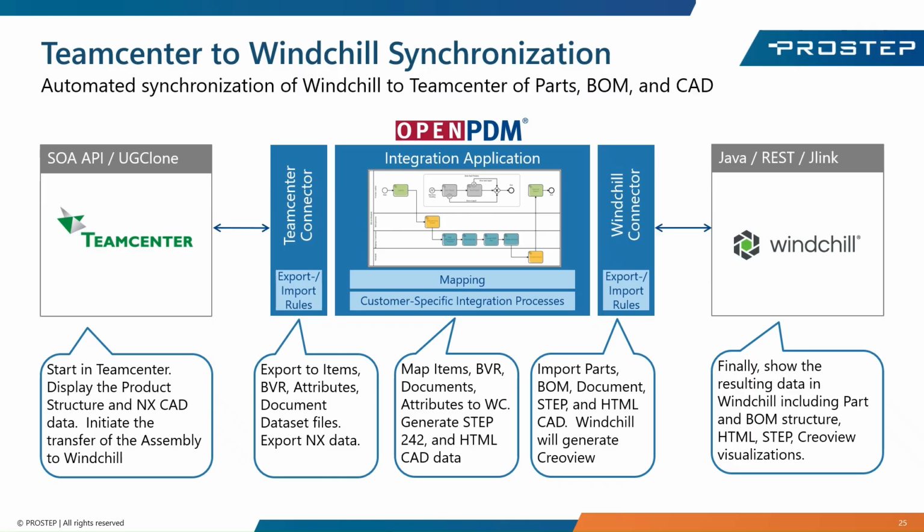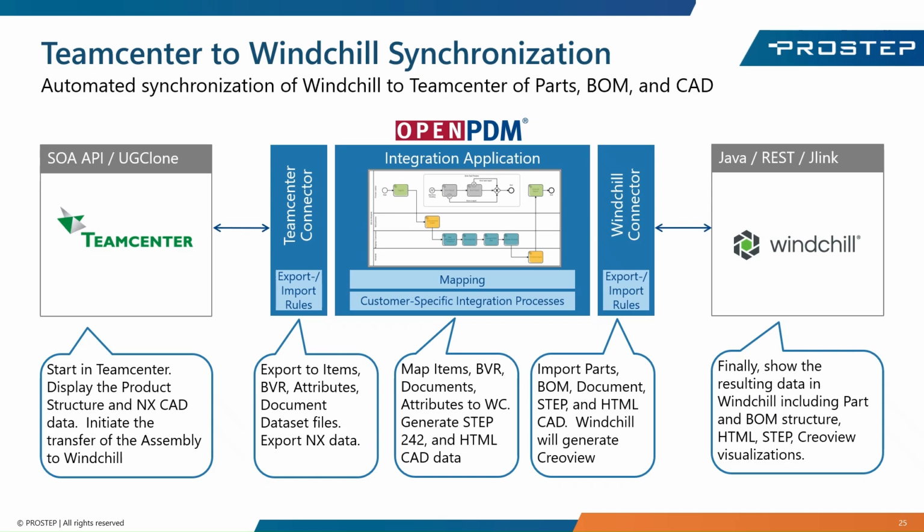We're also going to generate STEP 242 and HTML 3D visualization as well for CAD data. And then we're going to import that within Windchill. So then you'll see the parts, the documents, and that structure there, and all the relationships. And then Windchill, once it's been imported, will generate the Creo View from the STEP. So that's going to use a Windchill CAD worker behind the scenes as a post-process to the import in order to generate the visualization there.